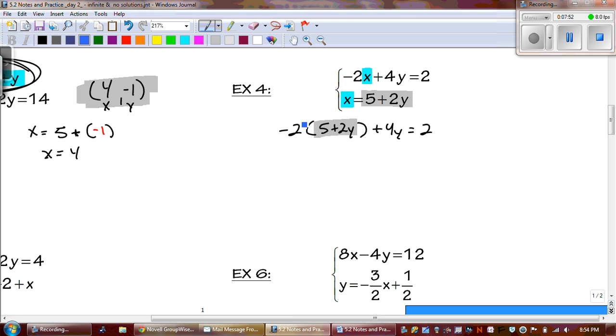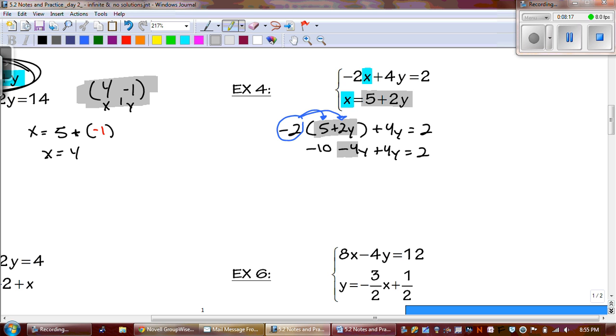Okay, let's go ahead and distribute. Remember, we're distributing a negative 2. Do not forget about that negative sign. Negative 2 times 5 gives us negative 10. Negative 2 times 2y gives us negative 4y, plus 4y equals 2.